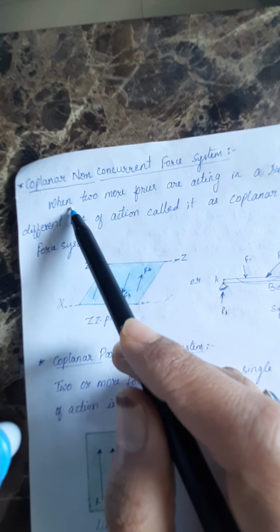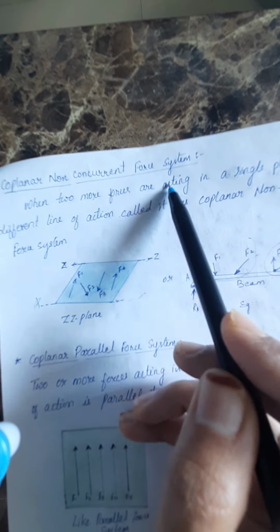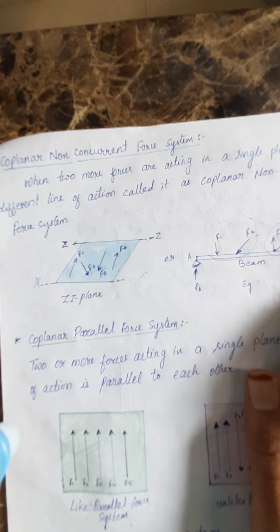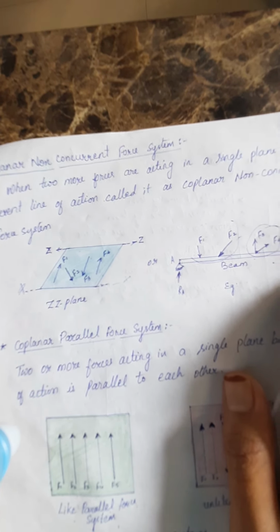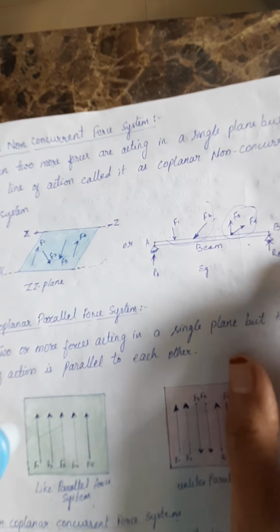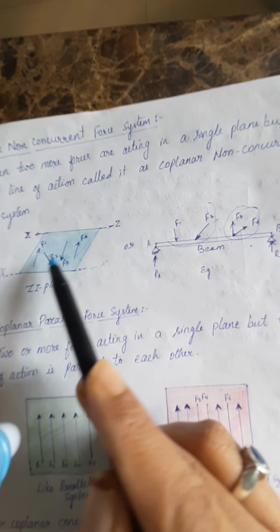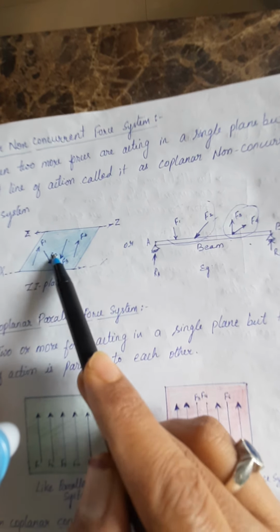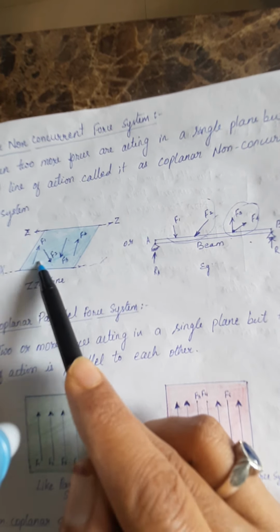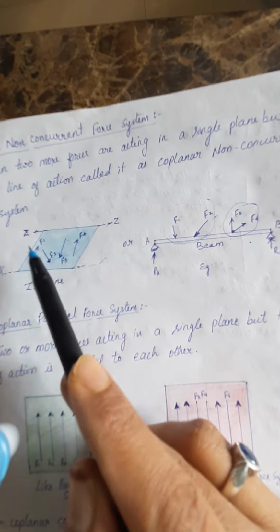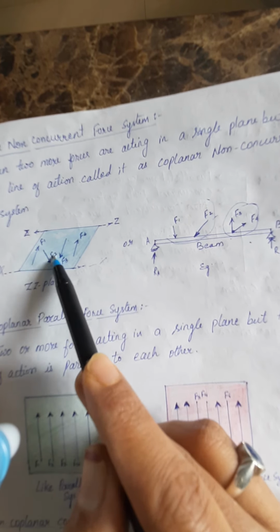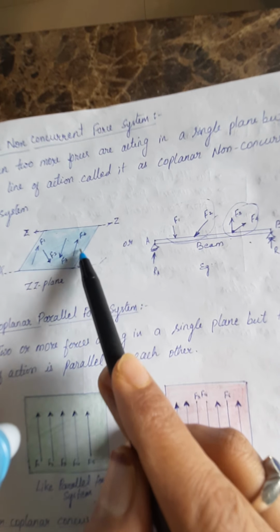Here we can see the definition. When 2 or more forces are acting in a single plane but with different lines of action, we call it a coplanar non-concurrent force system. Here I have considered one plane, whereas a number of forces are acting, and none of the forces meets the line of action of another force. In such a case we can say it is a coplanar non-concurrent force system.